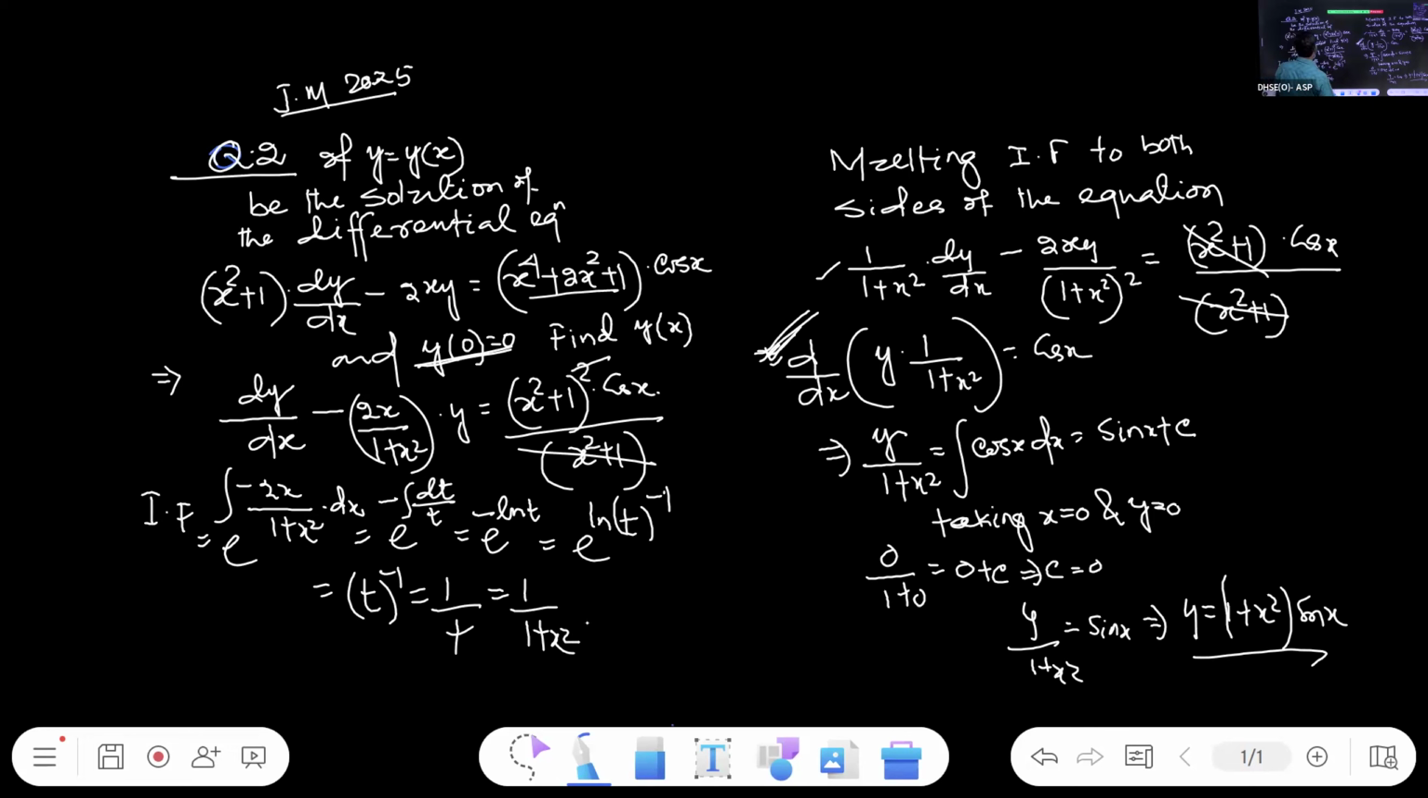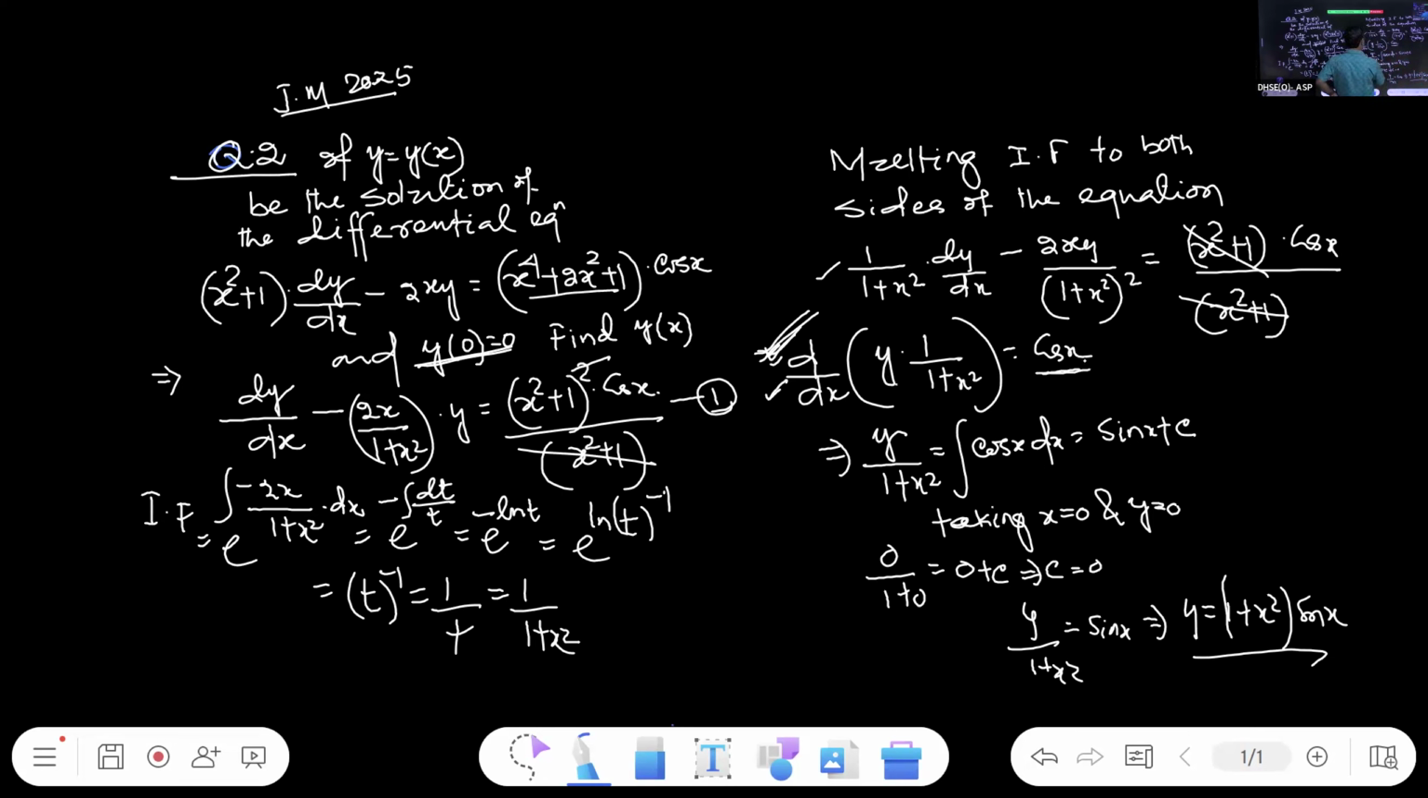Now we have to multiply the integrating factor to both sides of equation 1. This is equation 1, right? If we multiply 1 upon 1 plus x square to both sides, the equation will be 1 upon 1 plus x square into dy upon dx minus 2xy upon 1 plus x square whole square, then x square plus 1 cancels, cos x. Is it clear? After multiplication, as I have already told you, the left-hand side of the equation will be the derivative of the product of the dependent variable and the integrating factor. Here the dependent variable is y and the integrating factor is 1 upon 1 plus x square. So the left-hand side will be d upon dx of y into 1 upon 1 plus x square, which is equal to cos x.